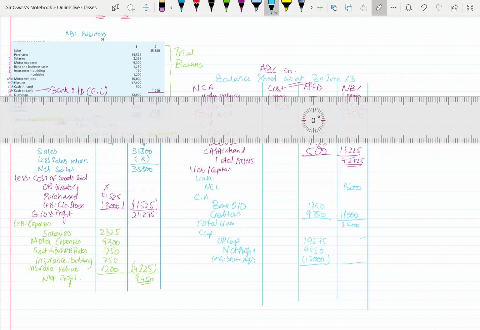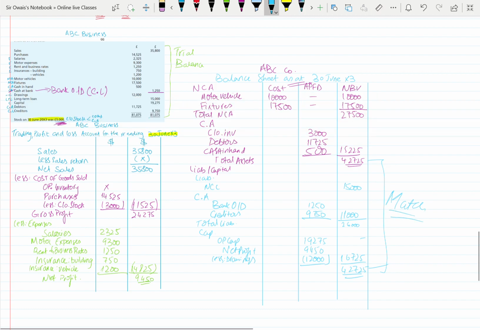Okay, so the total is 42,725. These two balances are matching. That means the work we have already done is perfectly correct.